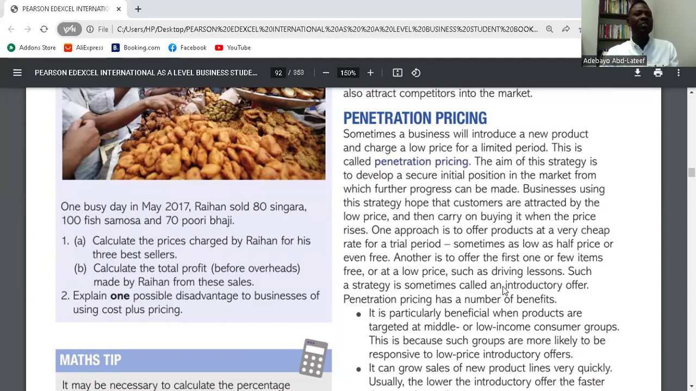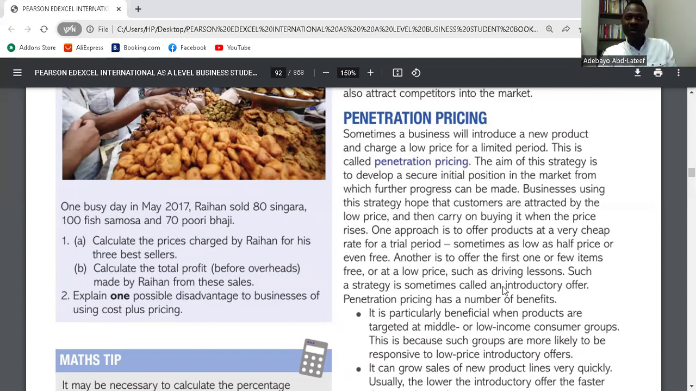So before I go to the benefits of penetration pricing, it means you are charging a lower price to gain a position in the market. It's a new product. You're not thinking about the perception of customers regarding the product, but you are thinking about wanting them to use the product so that they can understand how good the quality is, to gain a position.